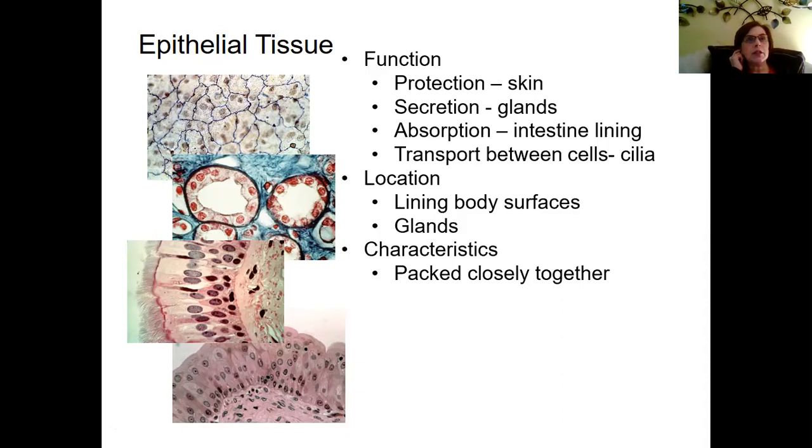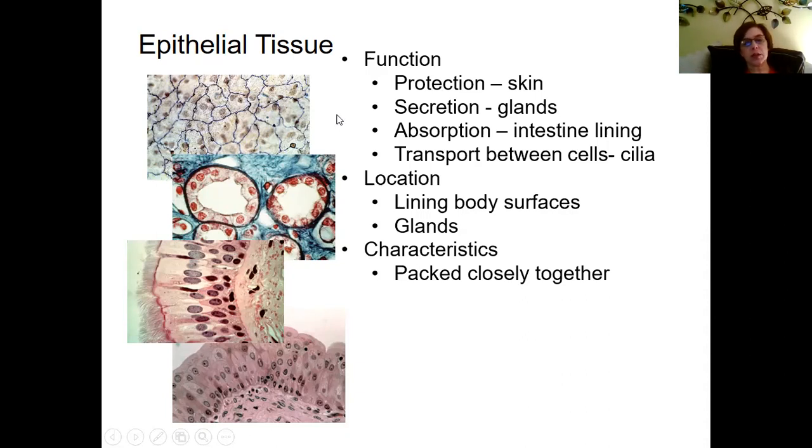Well, if you think about it, if this is for protection, if you're wearing chain mail, you don't want big holes in your chain mail. You want one link to be connected to the next, to be connected to the next. And so because the function of epithelial tissue is to protect, they're going to be packed closely together. There's a saying in anatomy, form follows function. The way something looks is based on what it does, or what it does is based on how it looks, vice versa. And that's very much the case here.